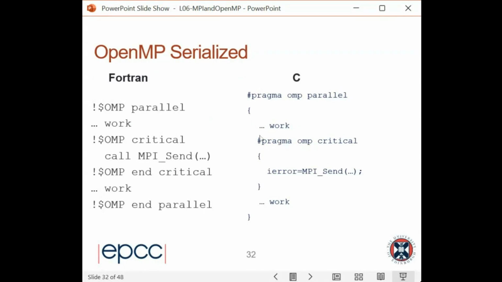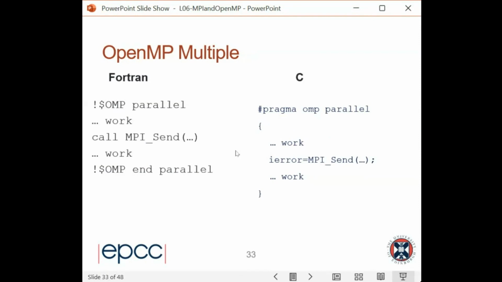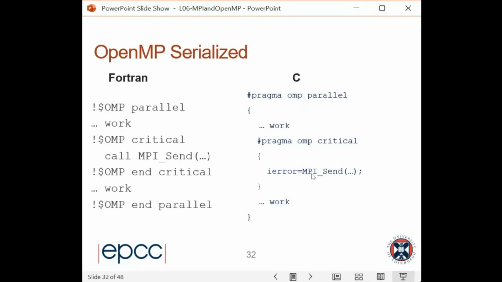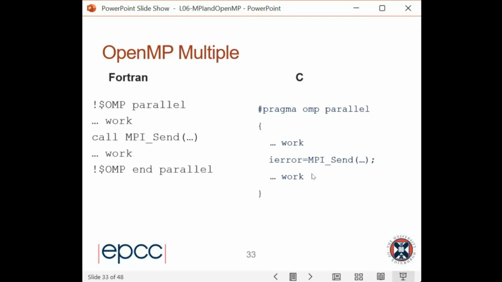If you didn't have that, then you would not be having the serialized model. You would be having the more general multiple model. Here's the multiple: you just have work, then everyone calls the send, then you have work. So this achieves the same as that. However, it does it, in principle, allowing every OpenMP thread to call the MPI library at the same time.